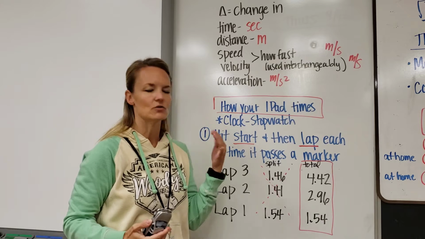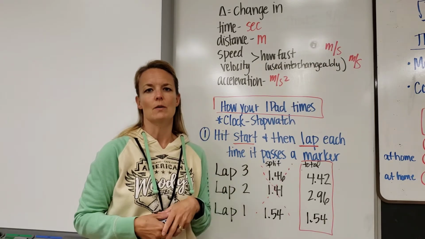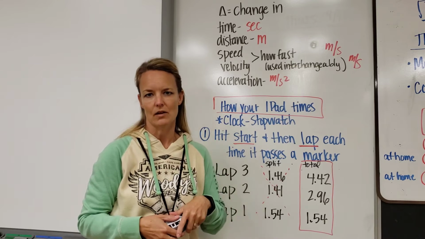Okay, so we're going to end up seeing two different types of graph for the two different types of cars with two different types of motion, constant speed and acceleration.